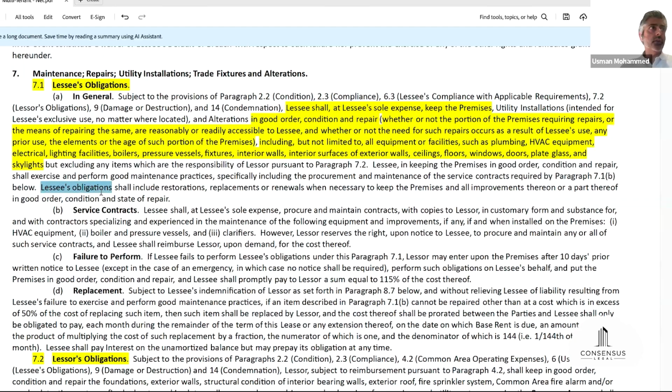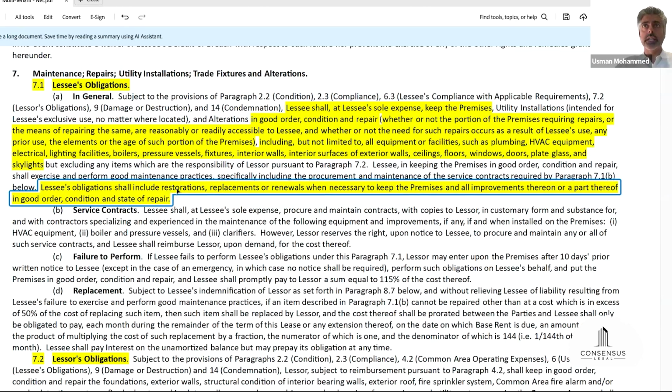The AIR CRE lease also flushes this concept out further with this sentence here. Lessee's obligations shall include restorations, replacements, or renewals when necessary to keep the premises and all improvements thereon or a part thereof in good order, condition, and state of repair. So that example where the lighting fixture is not working and it actually needs to be replaced. This clarifies that the obligation of lessee to keep the premises in good order, condition, and repair includes replacement of that lighting fixture.